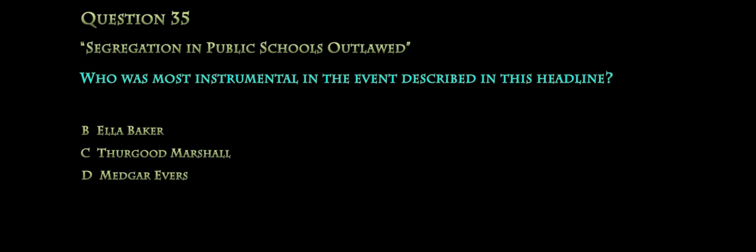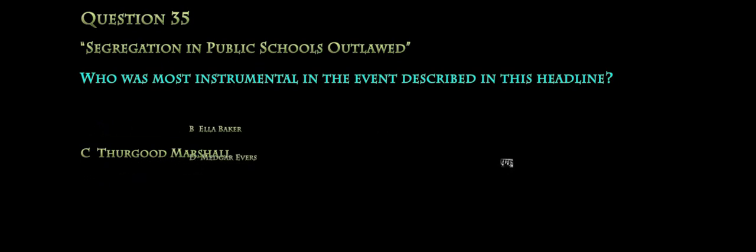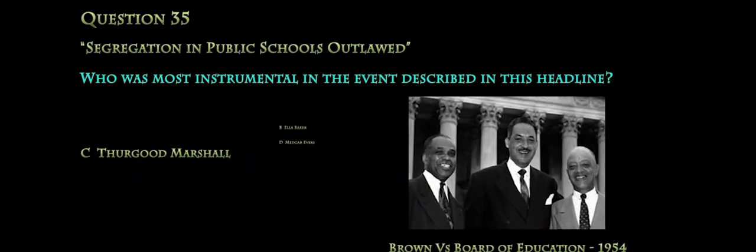All of these four people were involved in school desegregation, but answer C is the best answer because Thurgood Marshall led the successful legal desegregation fight in the Supreme Court in Brown versus Board of Education in 1954 that outlawed school segregation. This is a question where specific knowledge of the facts is needed.